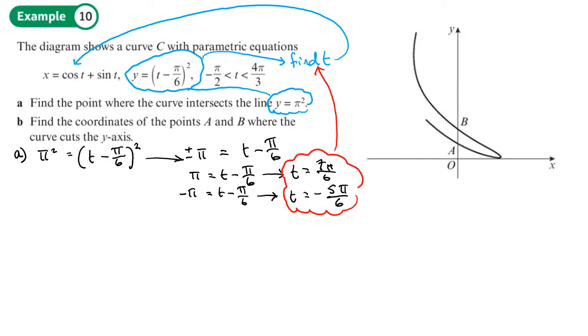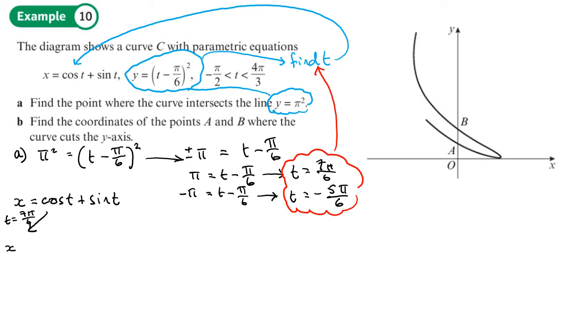What did I say the next thing I was going to do? Well, I'm going to substitute those into x to work out what the values of x are. So x equals cos t plus sine t. So let's sub in that t is 7 pi over 6.